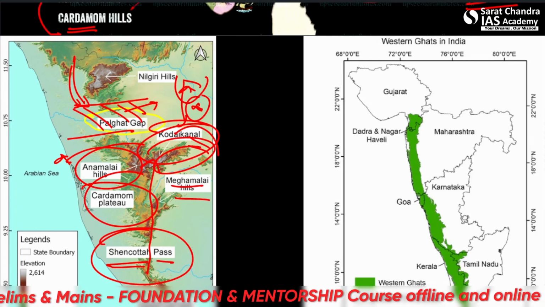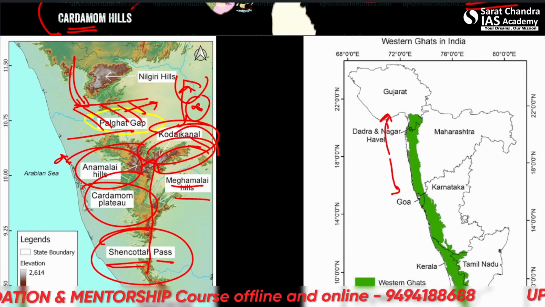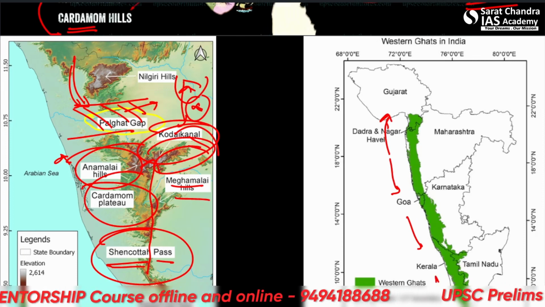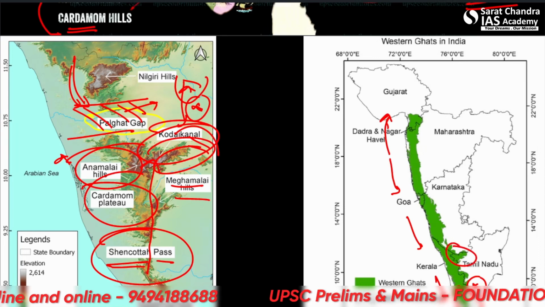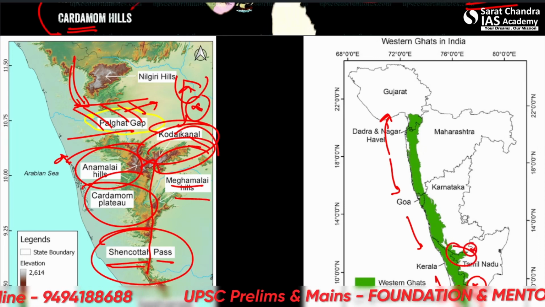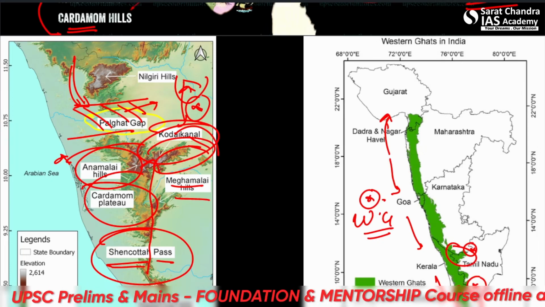Let's see the formation of Western Ghats here, near the lower part of Gujarat, Goa, Karnataka, Kerala, Maharashtra here. And in Tamil Nadu as well. This map is especially for this information that Tamil Nadu also has Western Ghats. Please do not forget this fact. This can come as a direct question.